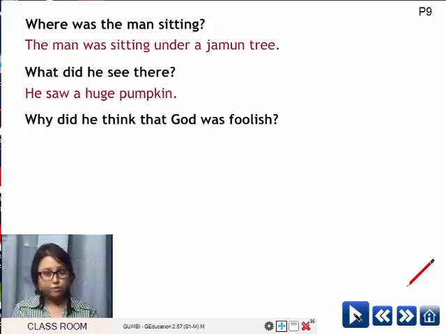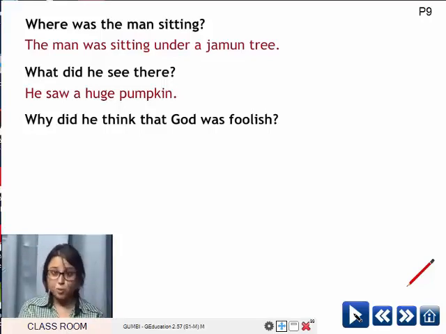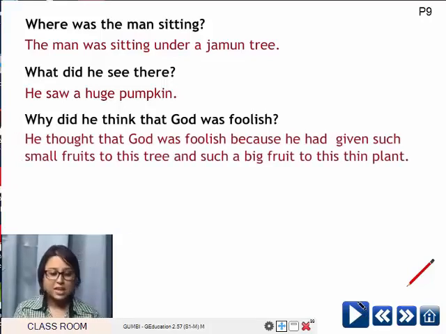Why did he think that God was foolish? Are you able to write the answers? He thought that God was foolish because he had given such small fruits to this tree and such a big fruit to this thin plant.